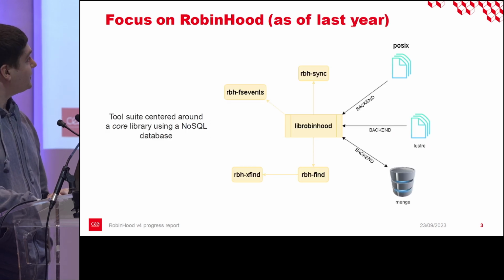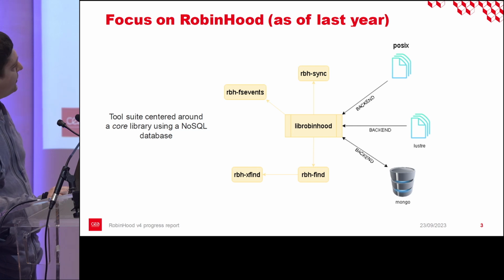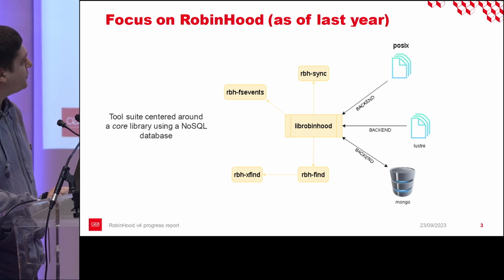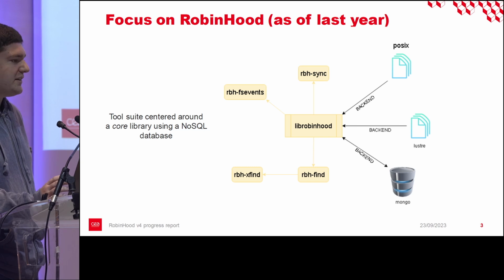How it works, as of last year, after the presentation I made last year, it was based around a core library called RobinHood in the sidechain. This core library interacts with several backends. So at the time we had only 3, which were the Lustre and the POSIX file system as a read-only backend, and the Mongo database as a read and write backend.